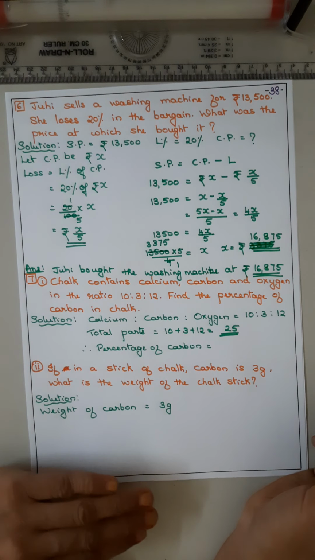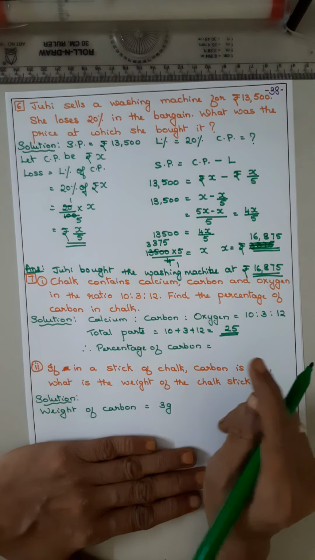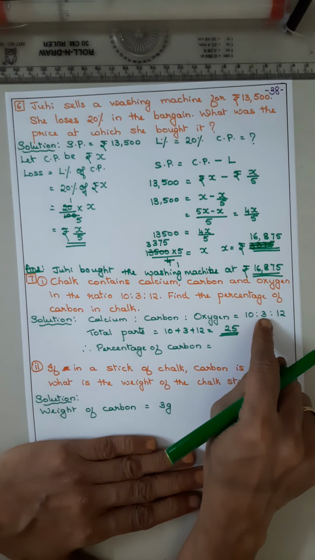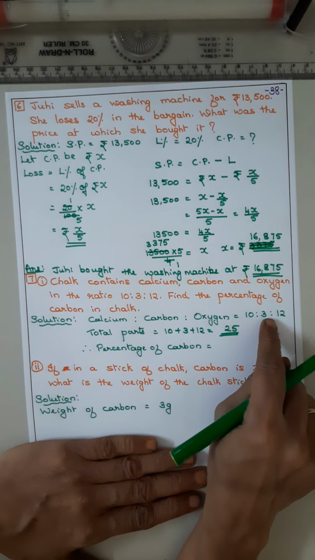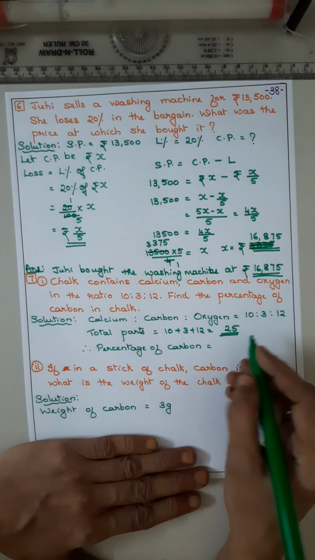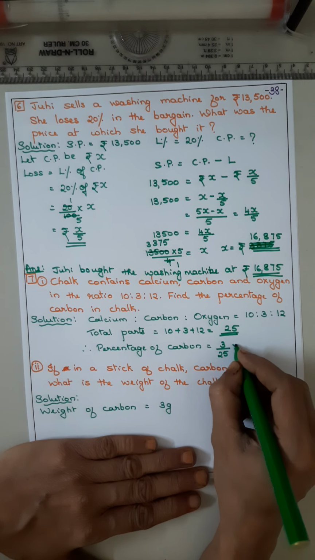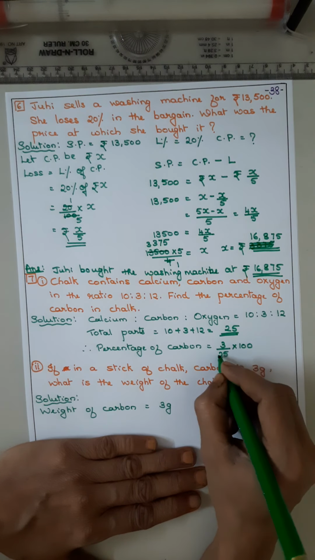25 total parts आया. अभी percentage of carbon, carbon मतलब ये, तो इसका कौन सा वाला? 3 है ना. कितने पार्ट? 3. कार्बन का 3 पार्ट्स है. 3 पार्ट्स आउट ऑफ टोटल 25 into 100. So 25 ones are 25, 25 fours are, 3 fours are 12%. So percentage of carbon is 12%.